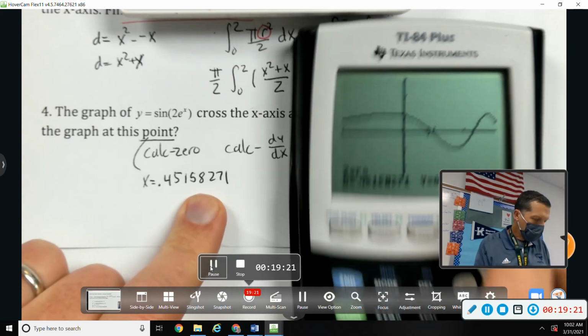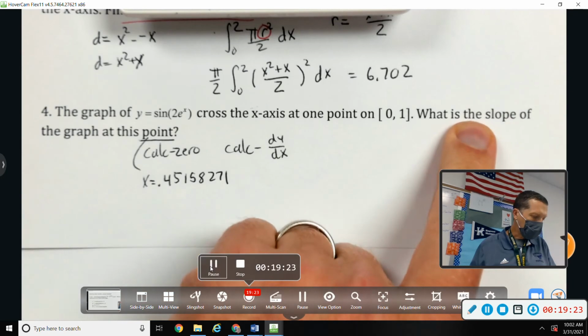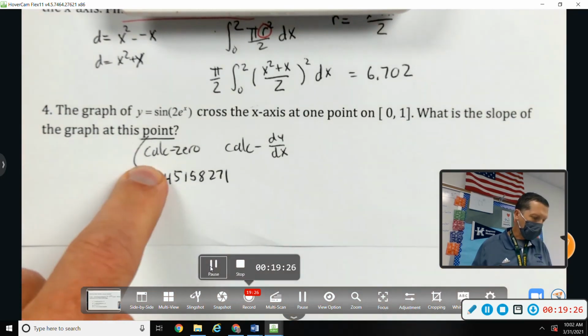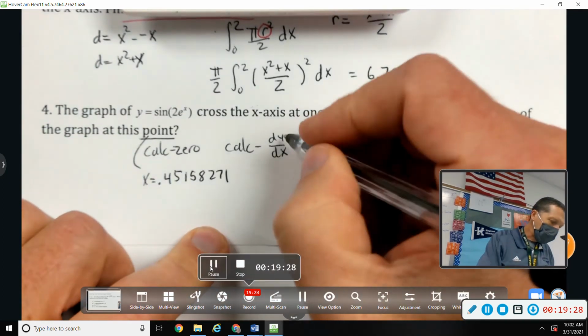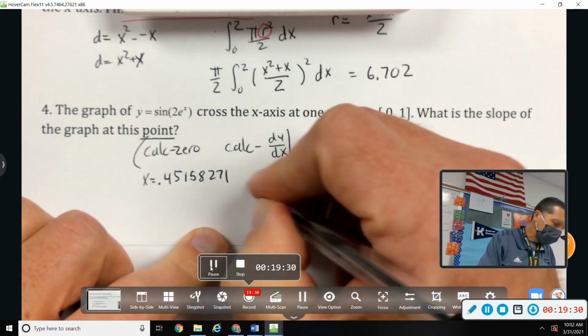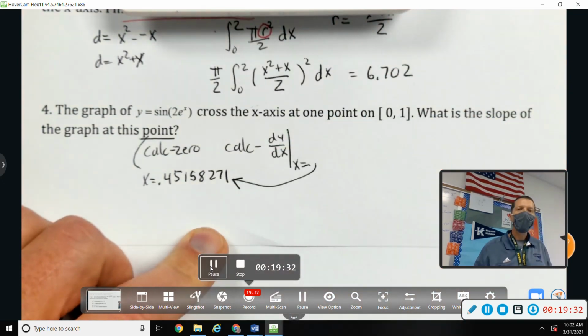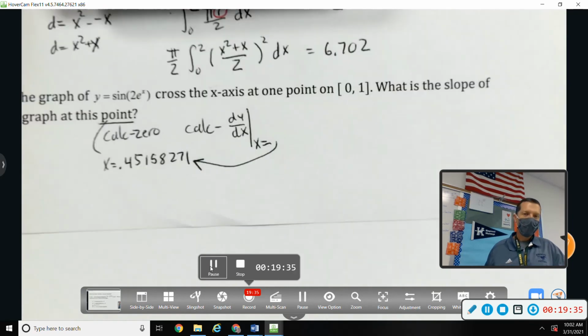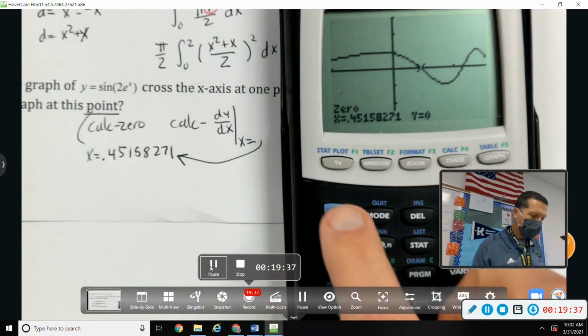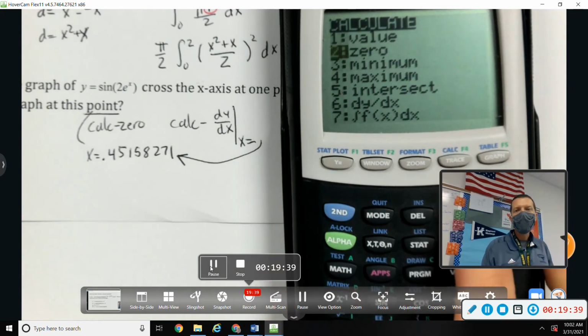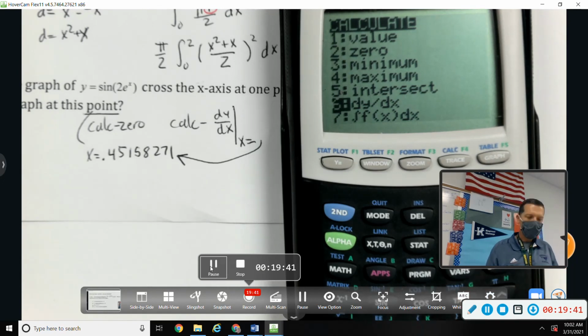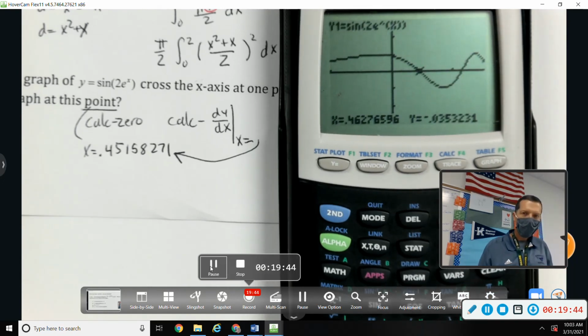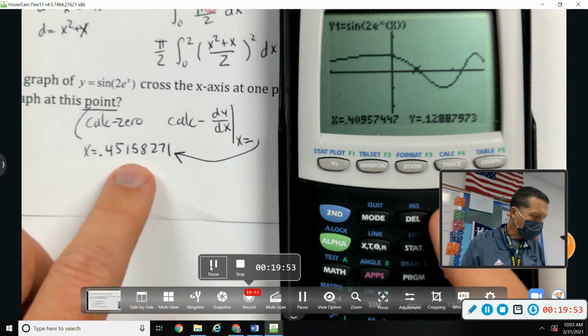And so I found the point. What is the slope of the graph at this point? So I want dy/dx at x equals that value. I'm not going to write it again. So second calc, dy/dx will tell me the slope at it. Be careful, it looks like it's there, but that's not it. That's close, but that's not really it. Arrowing is never going to land exactly there, so I'm going to need to type it in.